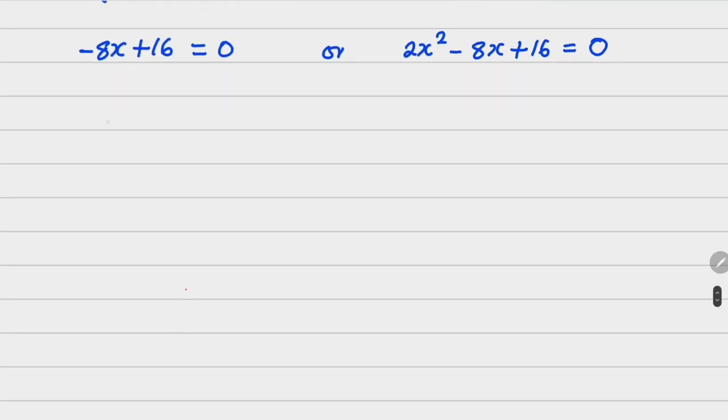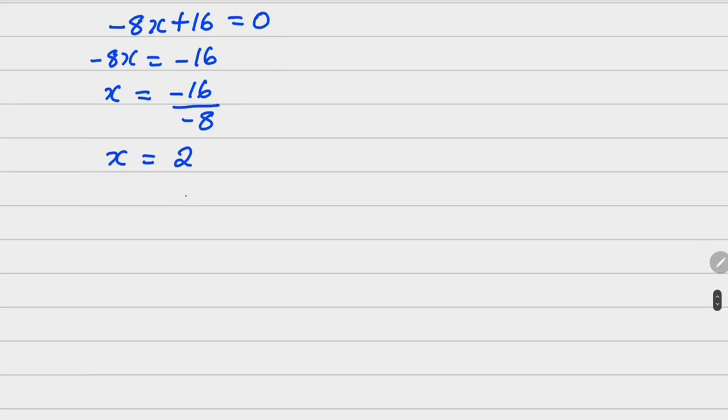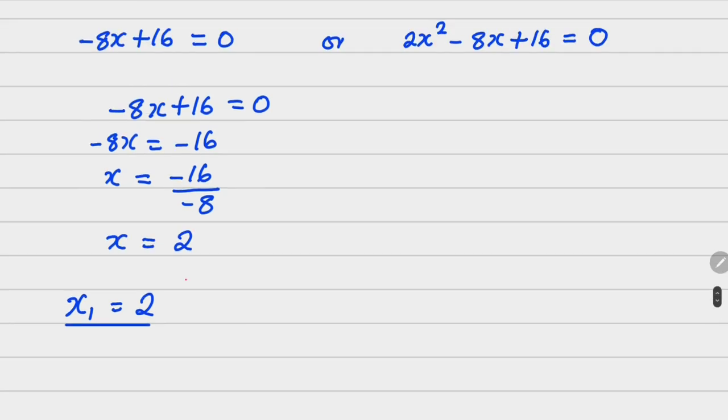Now let me pick the first possibility. This −8x + 16 is equal to 0. Now this I'm going to have minus 8x is equal to minus 16. So x will now be equal to minus 16 over minus 8. So x will now be equal to 2. So that's the first root. x1 is equal to 2. Very important, so I'll keep it. Now let's go to the second side.